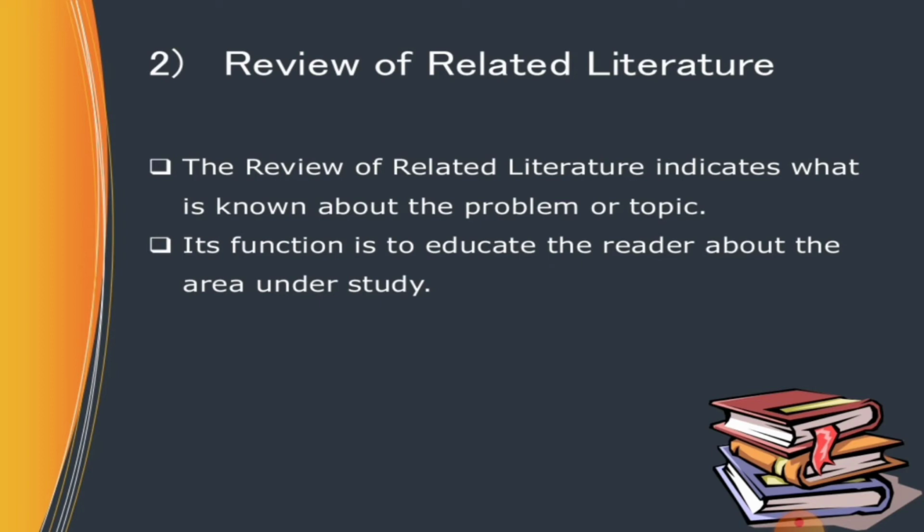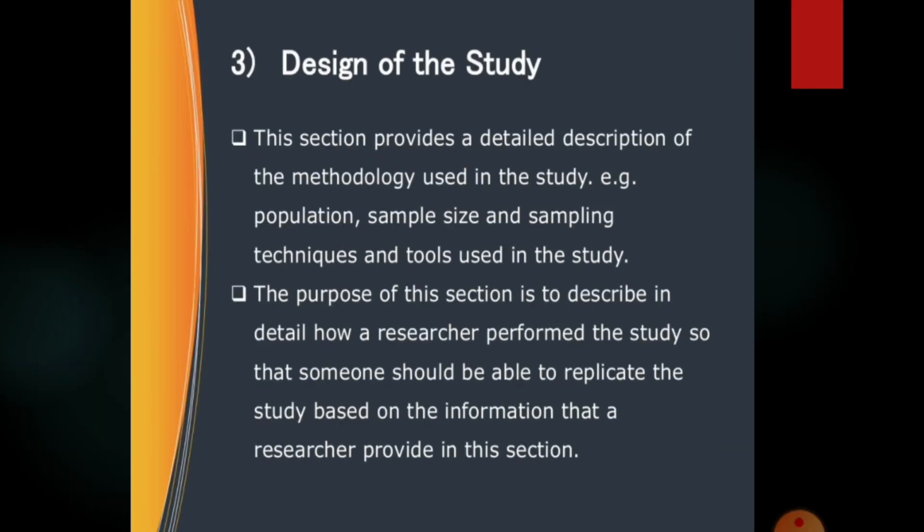Review of related literature. The review of related literature indicates what is known about the problem or topic. Its function is to educate the reader about the area under study. Design of the study. This section provides a detailed description of the methodology used in the study, for example, population, sample size and sampling techniques and tools used in the study.